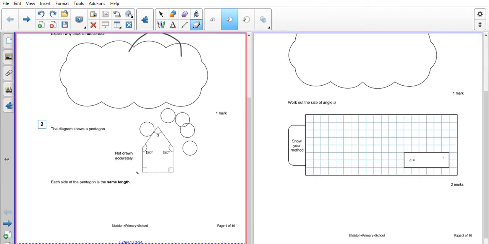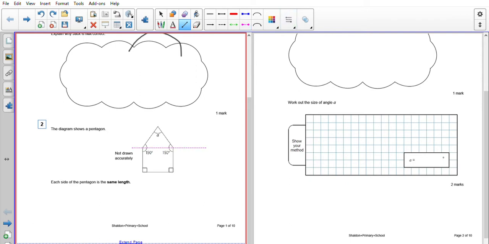So if we have a think about that, what I can do here to help me out with this is actually split this up a little bit. If I draw a line across here, you'll notice that we've got different shapes here. We've got a rectangle at the bottom, we've got a triangle on the top. Now, I've got my 150 degrees as my whole angle, but we know that actually this angle here is going to be 90.